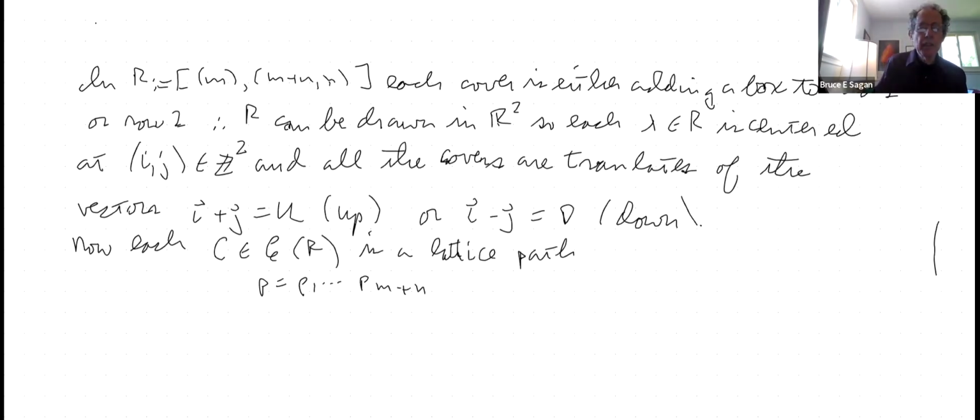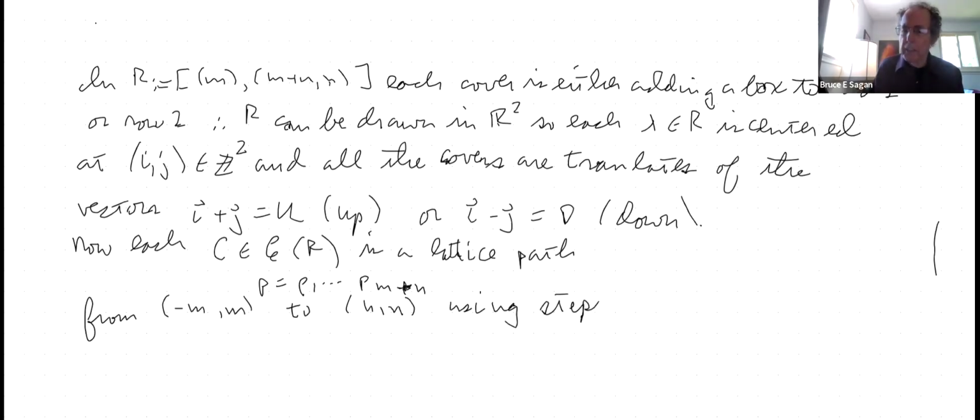because you can check with this coordinatization that we got. It's from coordinates minus m, m to n, n. That takes m plus n steps. And the steps, remember, are either up or down, right? So each of these is going to be an up or a down step.